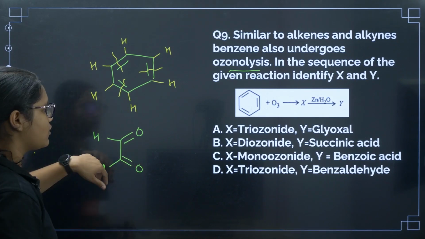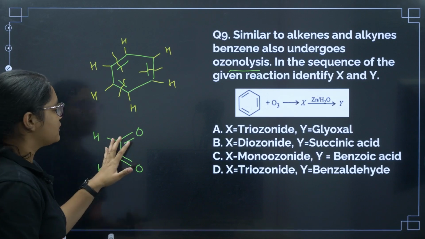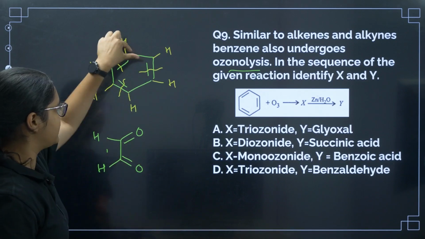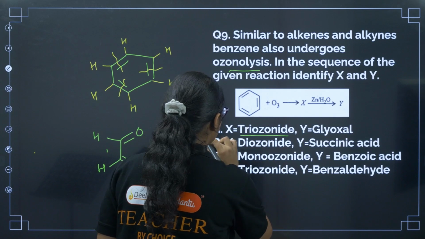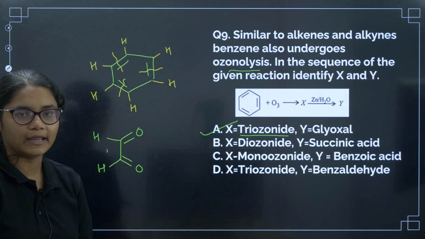Now if you see, this is called glyoxal. So three such from here, and from here we'll get 3 molecules of glyoxal, and there will be a triozonide. So the correct answer is option number A.